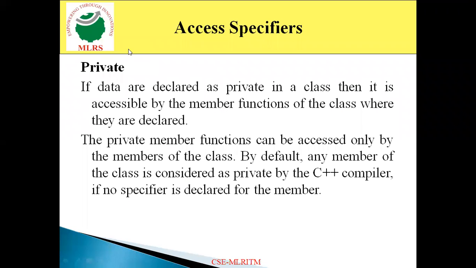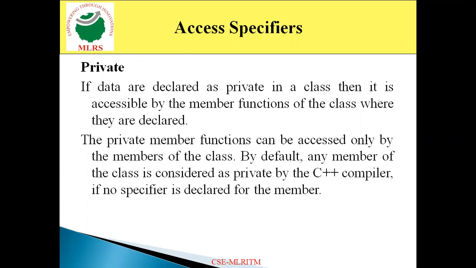Then come to the next one, access specifiers. When we are working with inheritance, then definitely we must also consider the access specifiers. And those access specifiers we already know: private and public, when we discussed class. So we already know what private actually means.